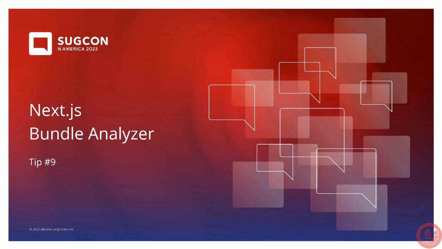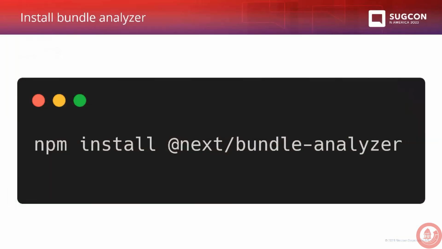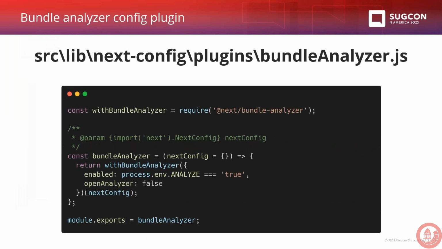This tip will help you get a better understanding of your website payloads. This is looking at the Next.js Bundle Analyzer. To get started, run npm install in your project like this and install the Next Bundle Analyzer. Then, going back to our previous tip on config plugins, you can create a config plugin like this to enable it.